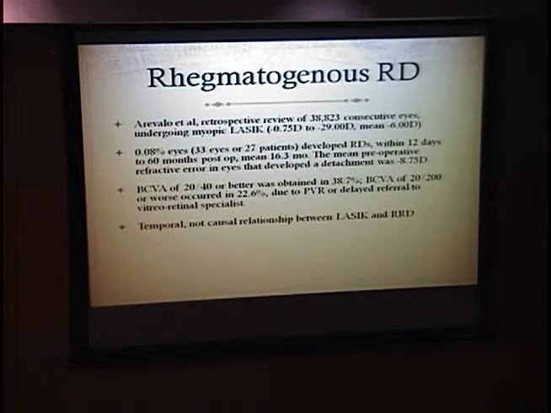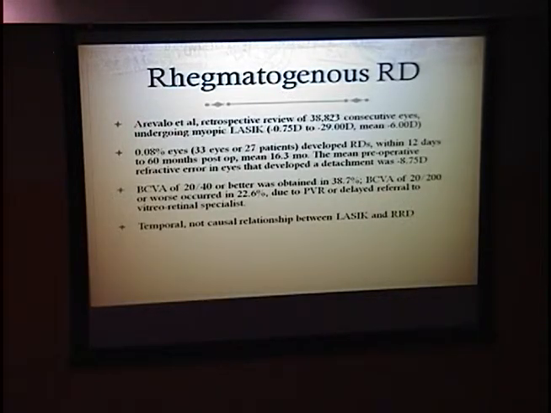Phragmatogenous RD. So again, keeping in mind it's kind of hard to attribute the detachment to the surgery, but it's still interesting to look back and see the incidence rates of this. And Dr. Arvalo does a lot of work on this in Venezuela.